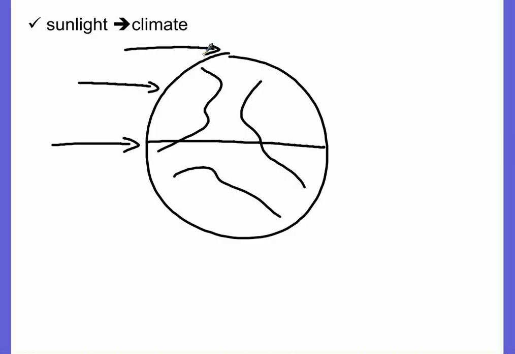Right, so you already know that. It's based on how direct that sunlight is. The more direct it is, the higher the temperatures. So that's the first step.